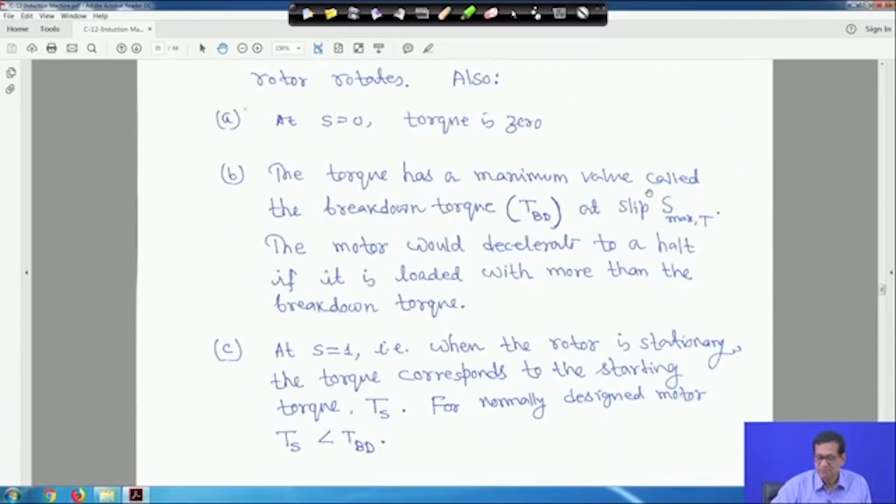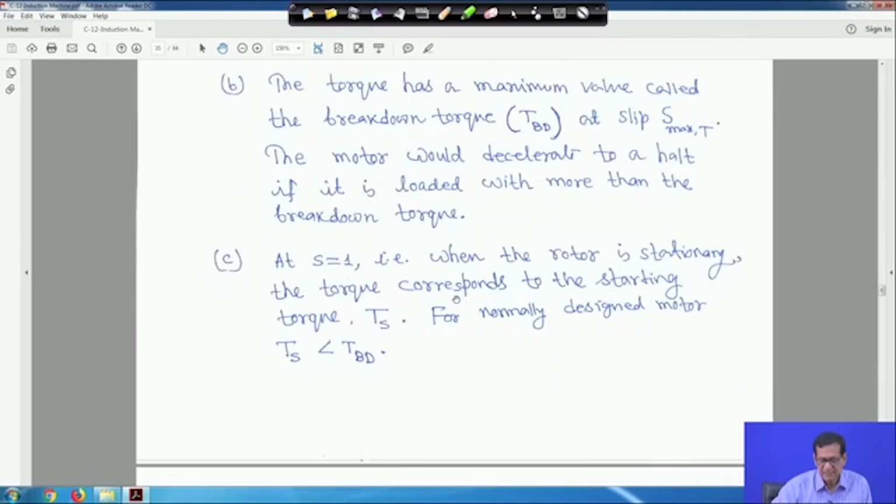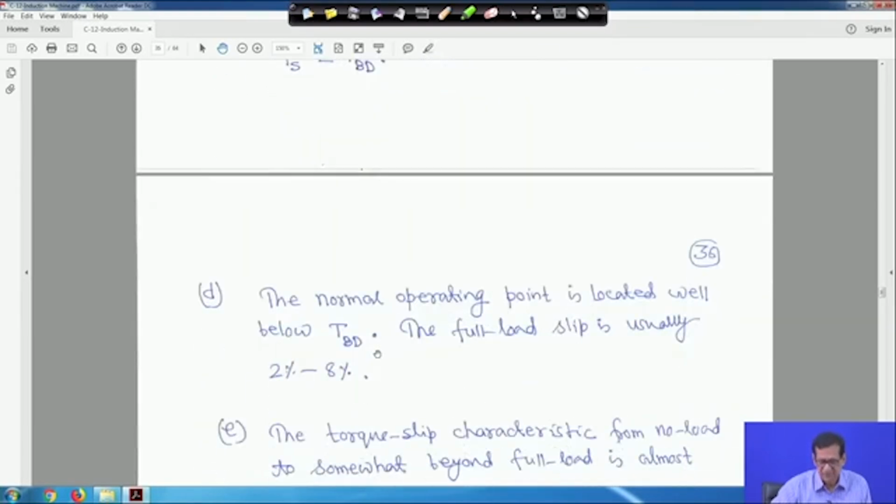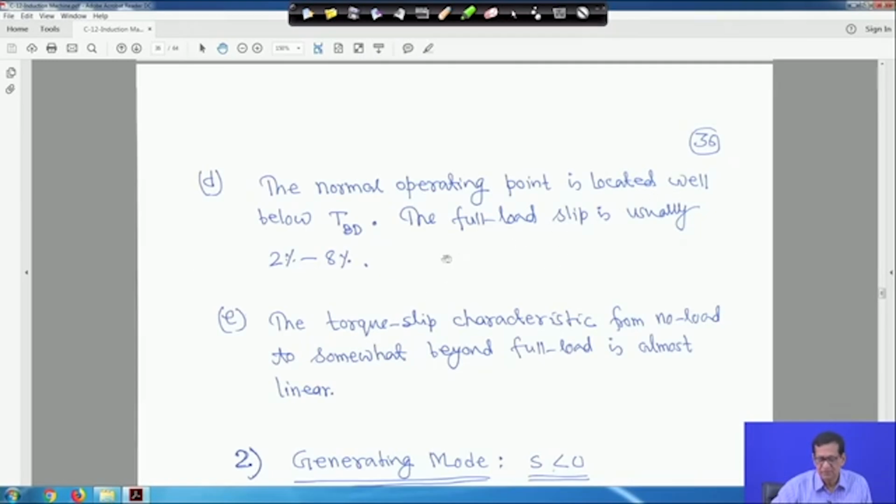The maximum torque I told you is called the breakdown torque TBD. I told you at slip S max T, the motor would decelerate to a halt if it is loaded with more than the breakdown torque. Another thing is at S equal to 1, that is the standstill condition, when the rotor is stationary, the torque corresponds to the starting torque Ts. I showed you in the diagram. For a normally designed motor, the starting torque will be less than the breakdown or maximum torque. So the normal operating point is located well below TBD, the maximum torque. The full load slip is usually 2 to 8%.